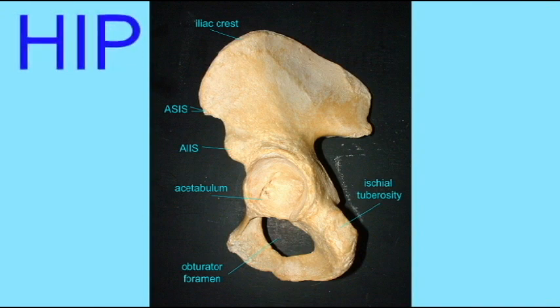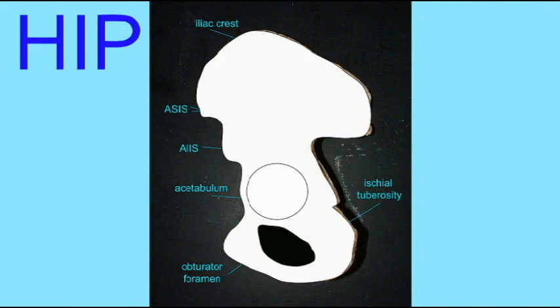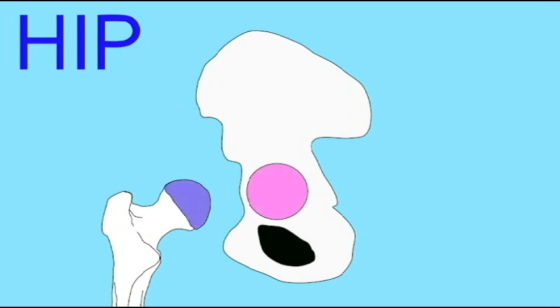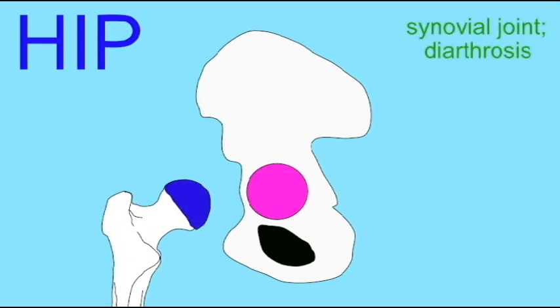The hip joint is a synovial joint because there is a joint cavity, and a diarthrosis because it is freely movable. As a diarthrosis, it is classified as a ball and socket joint because the round ball of the head of the femur fits into an obvious socket, the acetabulum of the os coxa. And so the hip joint is an example of a ball and socket joint.